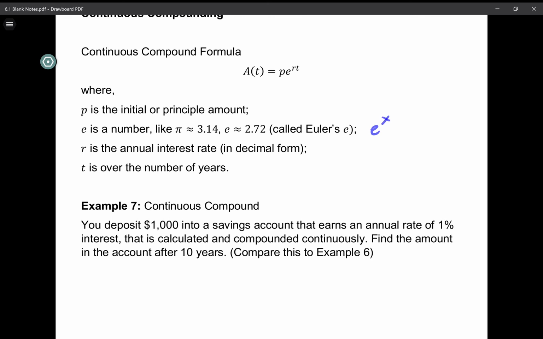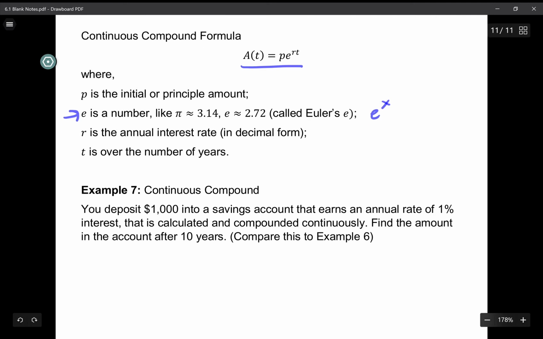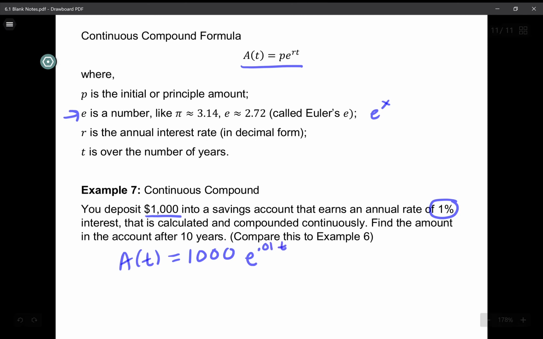So if we're talking about a bank account that is continuously compounded, we have a slightly different formula. It's very similar, except that it's A of t equals your initial principal times e, which is a special number in your calculator, 2.72-ish, to the rt. So let's go ahead and do an example of continuously compounded. So we're going to do $1,000 again. That's our principal. We fill that in for P. E always is just going to be e to the, what's our interest rate? 1% again, 0.01 t. So this one's even a little bit simpler to use. So there's our model.